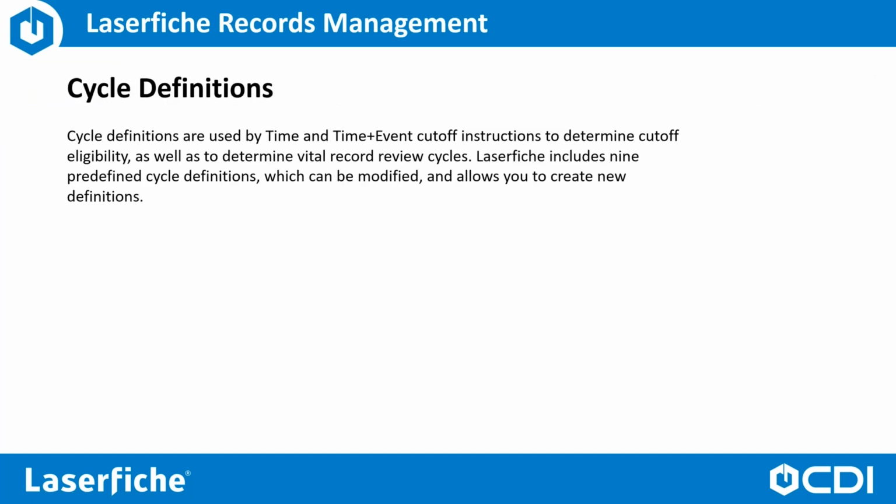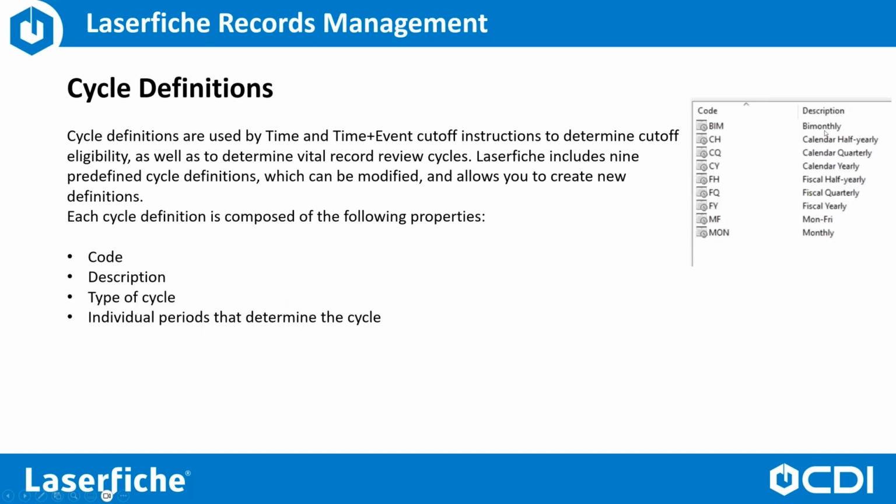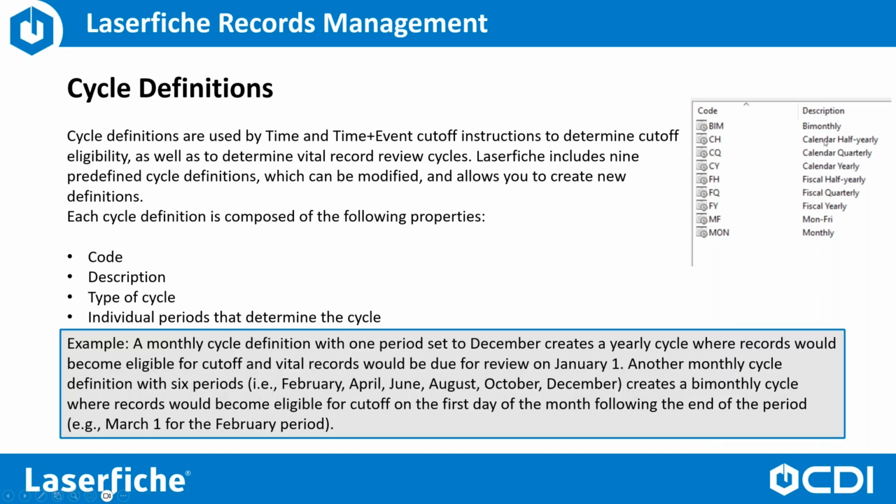Cycle definitions, these are going to be used in your time and event cutoffs. These are how often are you running these. So for instance, is this something that happens bi-monthly? Is this something that happens calendar half yearly or fiscal quarterly or every Monday to Friday? These are things that can all be determined that allow you to determine the vital record review schedules as well as time and event cutoffs. So that really does make this a nifty way to create your cycle definitions without having to build them individually into each record retention schedule.